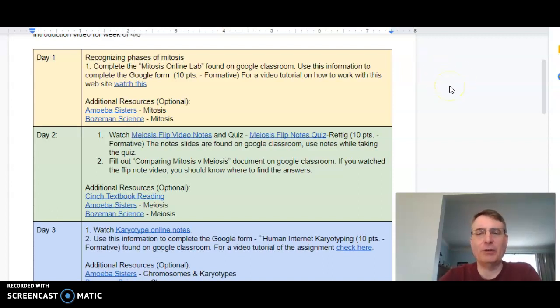Next week, we'll talk about transcription, translation, how we make proteins from DNA. So this week we're finishing mitosis and going to go through meiosis. In other words, how do we make cells in our body and how do we make sex cells, which are slightly different.